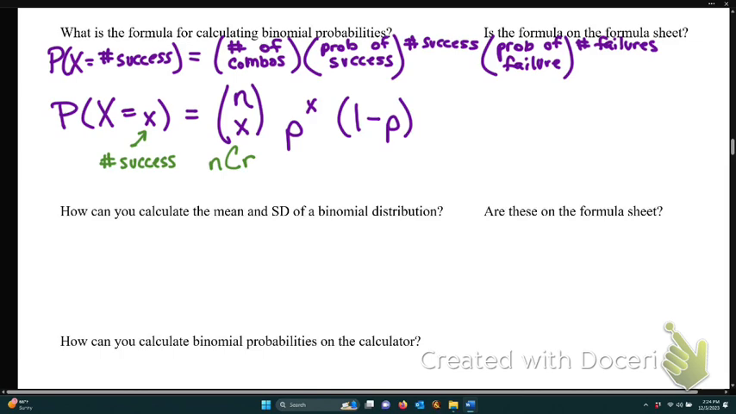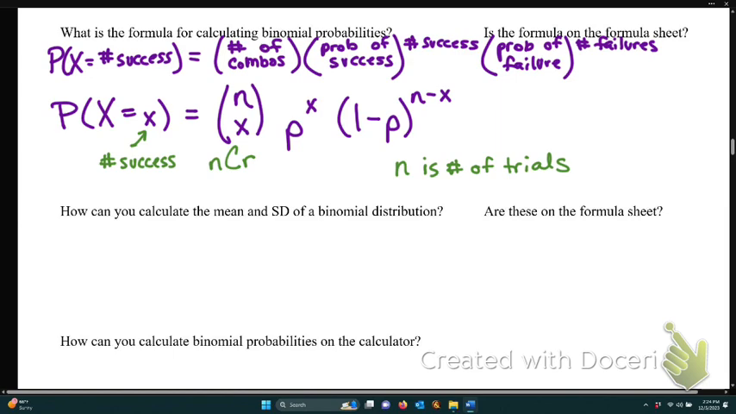And then the number of failures. How can I use what notation I already have to get the number of failures? Big X minus little x. Ah, close. N is my number of trials minus X is my number of successes. That tells me how many failures I have. So just to clarify, N is the number of trials. And so N minus X, if I have N trials and I take away the number of successes, I'm obviously left with the number of failures.